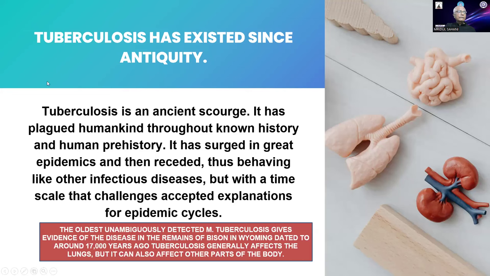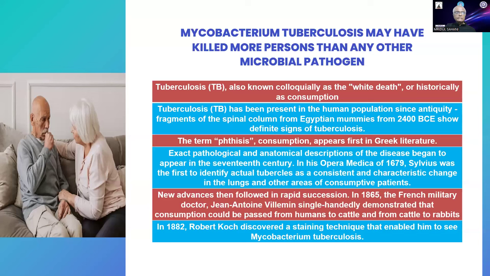Tuberculosis has existed since the time of antiquity, ancient time. It has plagued humankind throughout known history and human prehistory also. It has surged in great epidemics and then receded, thus behaving like other infectious diseases, but with a time scale that changes acceptance and accepted explanations for epidemic cycles. Every time in the civilizations, tuberculosis appeared as an epidemic disease, and they tried to overcome it, and still it has not been eradicated from this earth. Why? The only thing is that we have not changed our mindset.